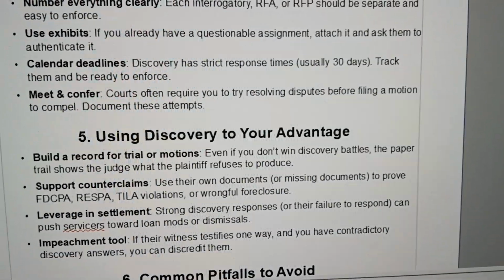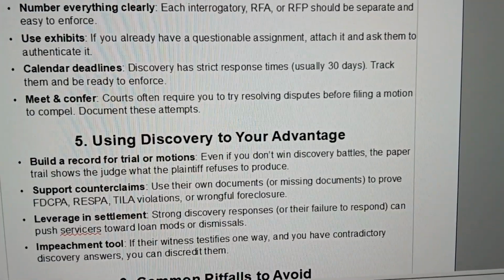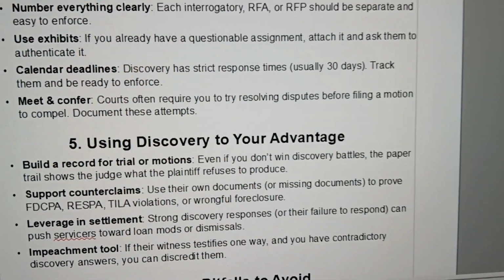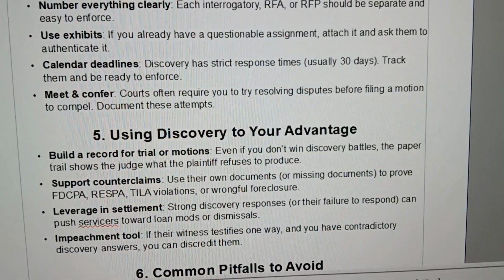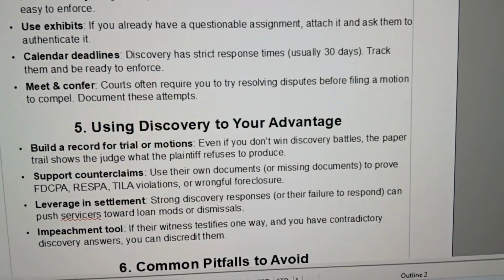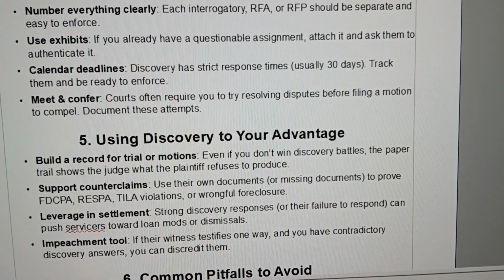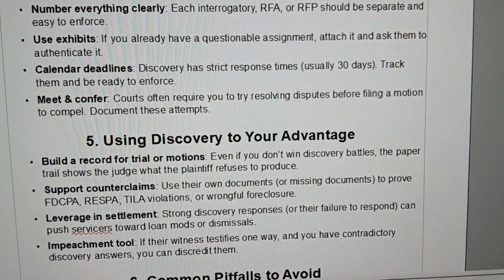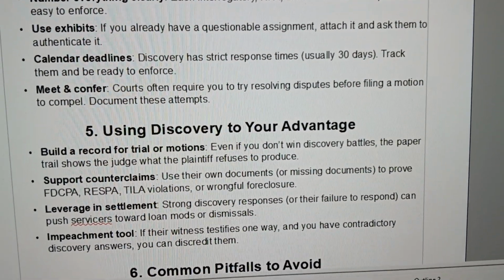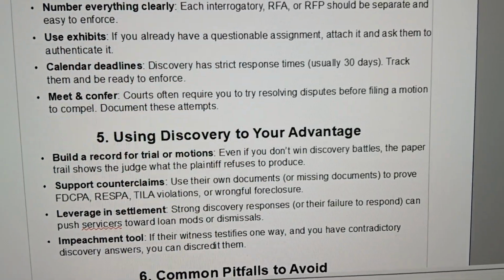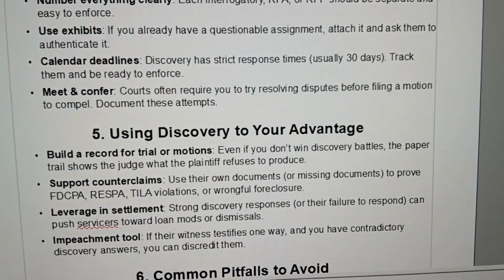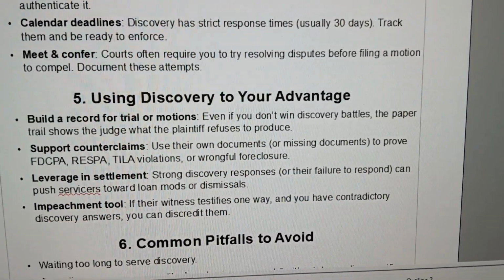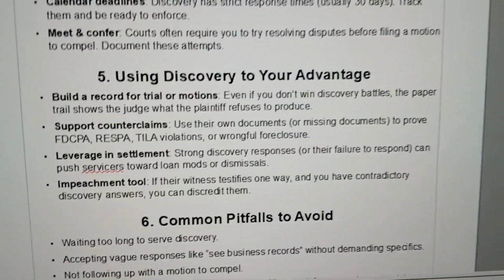Use discovery to your advantage. Build a record for trial or motions. Even if you don't win discovery battles, the paper trail shows the judge what the plaintiff refuses to produce. Support counterclaims. Use their own documents or missing documents to prove FDCPA, RESPA, TILA violations, or wrongful foreclosure. Leverage in settlement. Strong discovery responses or their failure to respond can push servicers toward loan mods or dismissals. And I don't know if I'd agree to a loan mod, though, guys. You know what I mean?